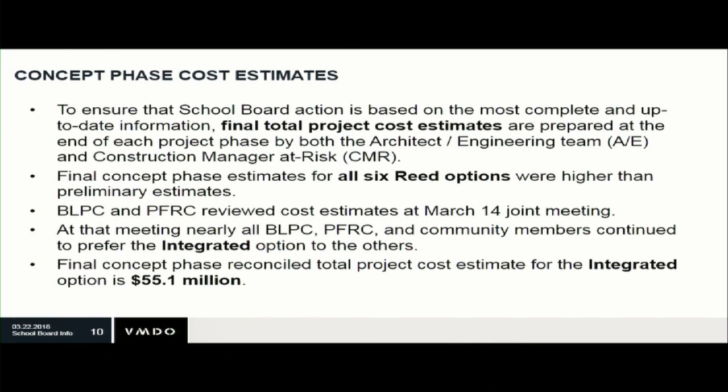That's correct. So the CIP included a maximum project cost of $49 million. So that cost was developed over 2 years ago. And at that time, we didn't have a BLPC, we didn't have a PFRC, we didn't even have a concept. It was just based around an idea around what we would expect to add to the site in terms of square footage at that present time estimated construction cost. So this is the first time that we have gone through several months of committee and community engagement to develop and create very specific and detailed cost estimates to support the different options explored during the phase.